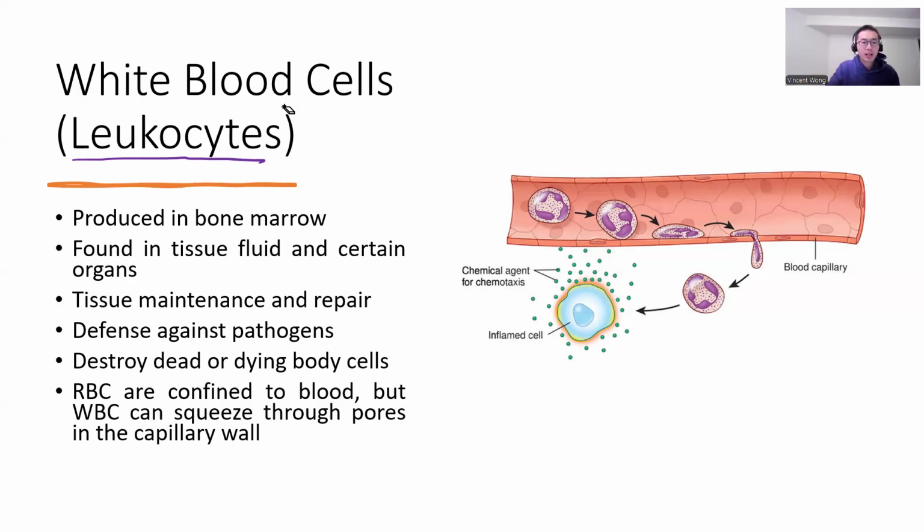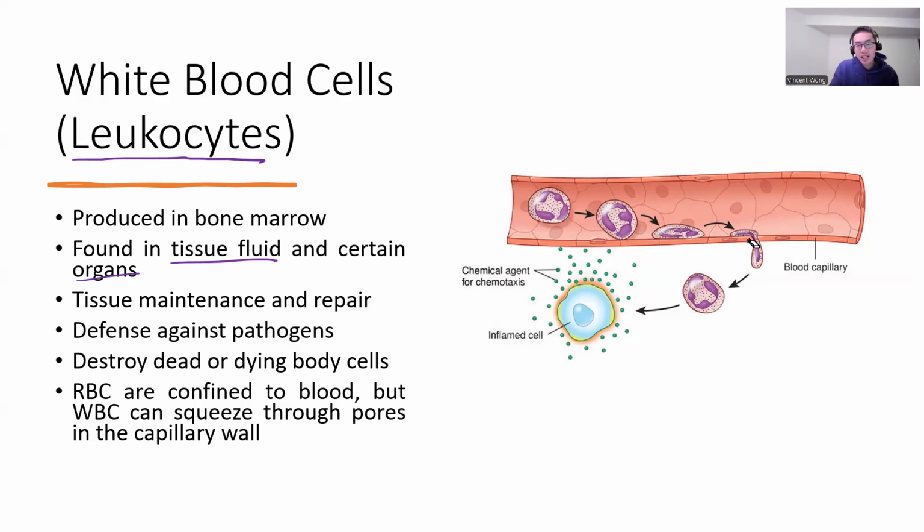Where do we find white cells? They are not restricted to your blood vessels like the red cells. Red cells are only going to stay in the blood vessels unless there is a cut. Whereas white cells can be found in the blood, of course, but they can also be found in tissue fluid and some organs.